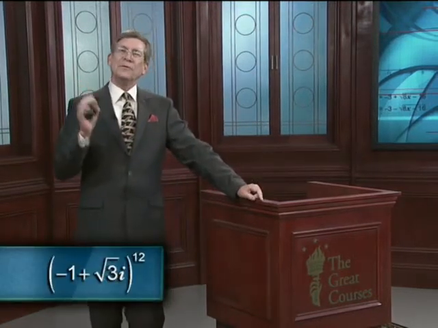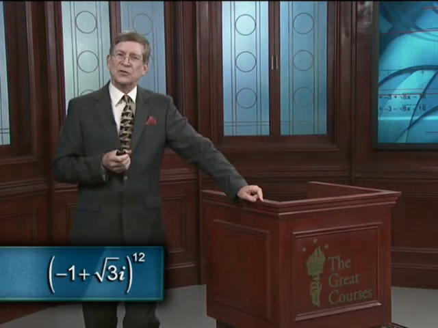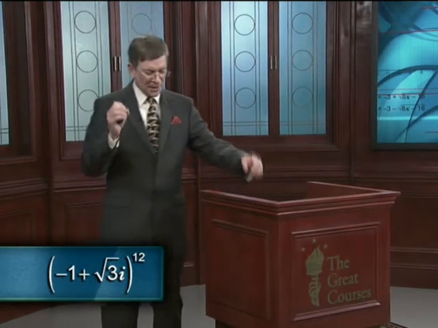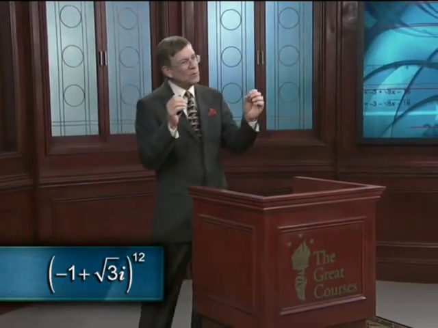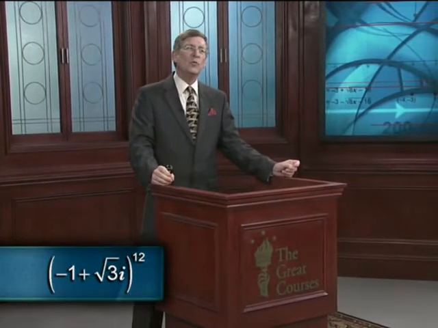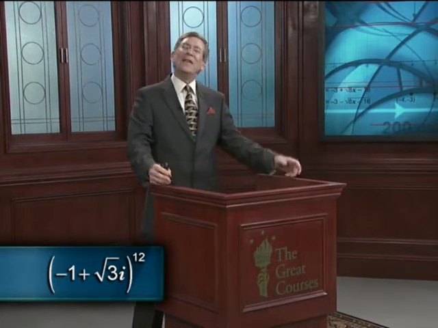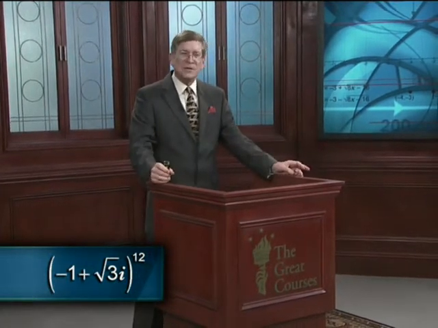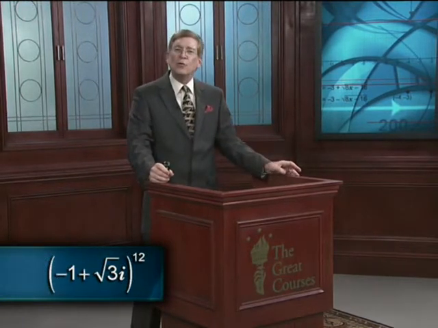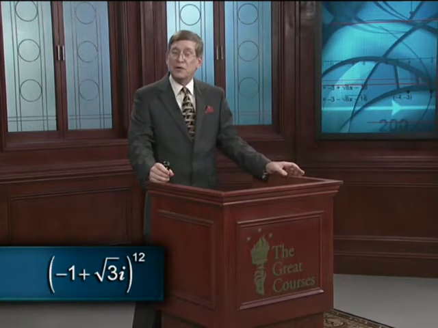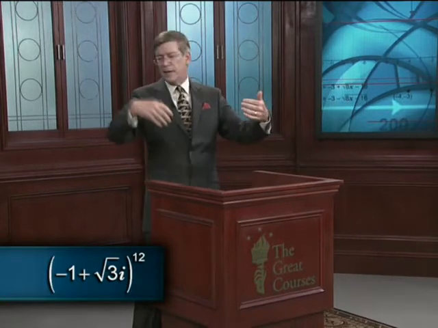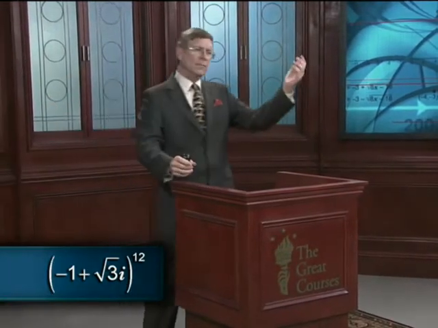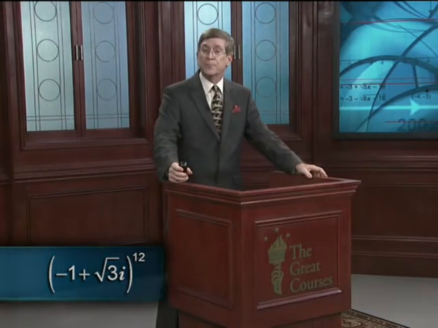Suppose you had to find the 12th power of minus 1 plus square root of 3i. So the complex number is minus 1 plus square root of 3 times i, and you want the 12th power. Well, of course, if you had a few free days, you could multiply that out in the usual way we did back in lecture 3. You could just multiply two of them, and then another one, and another one, and a few hours later you would have the answer. Let's see how this new theorem will give the answer really nicely.